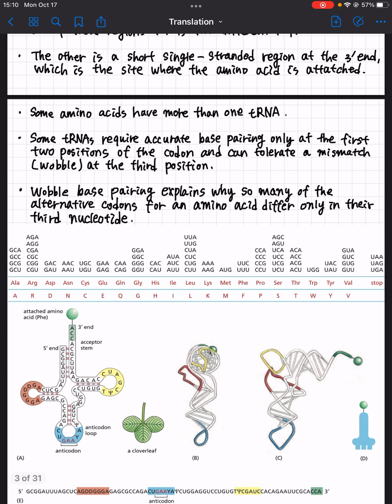So, the genetic code is redundant. This implies that either there is more than one tRNA for many of the amino acids, or that some tRNA molecules can base pair with more than one codon. In fact, both situations occur.